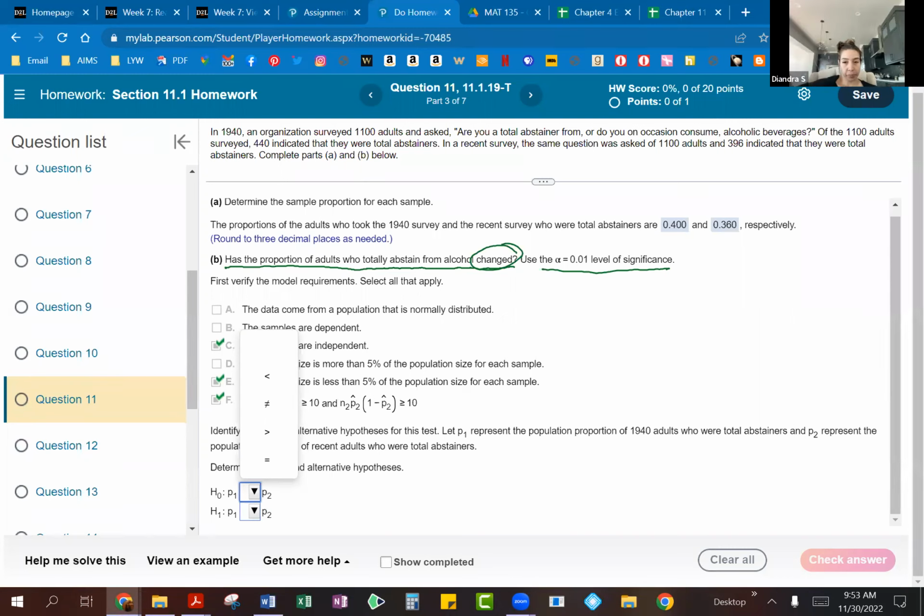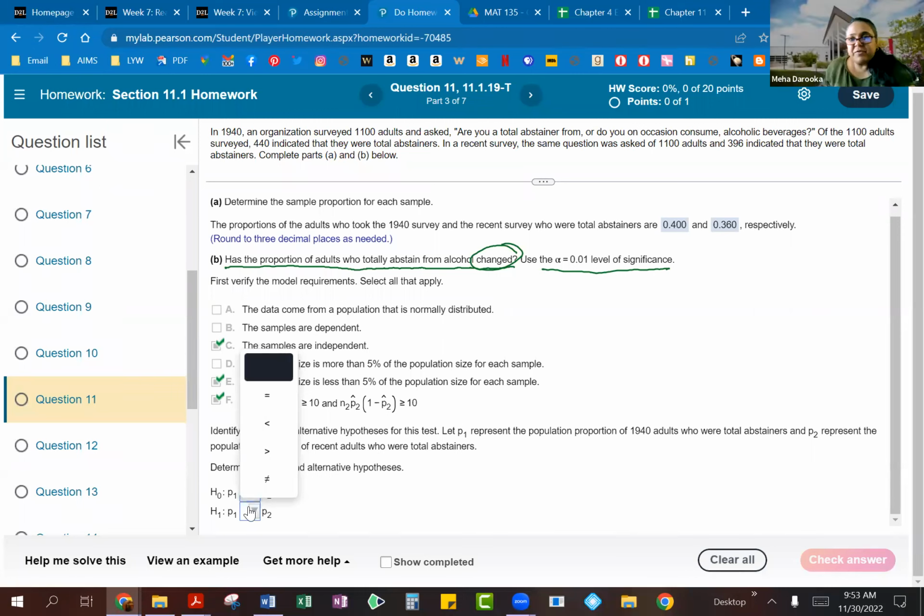Equal to. Very nice. For the null hypotheses, we set it up as equal to. And then for the alternate one? The difference.